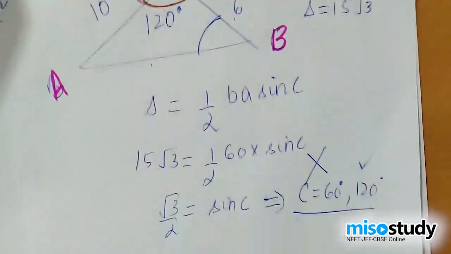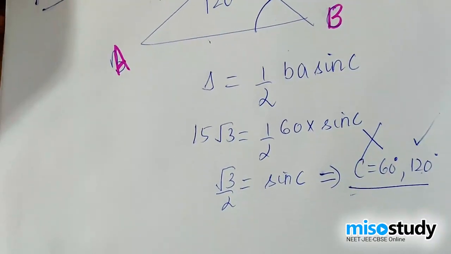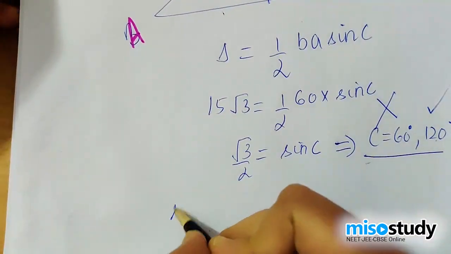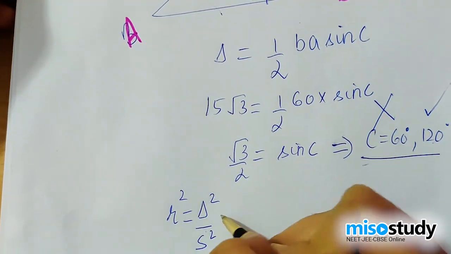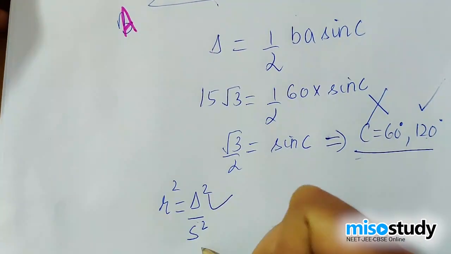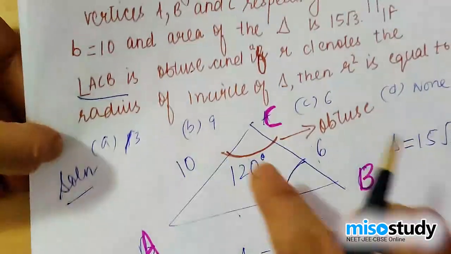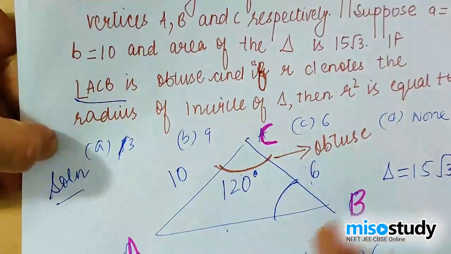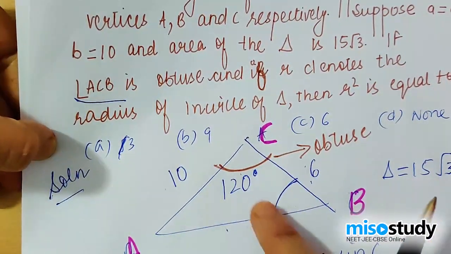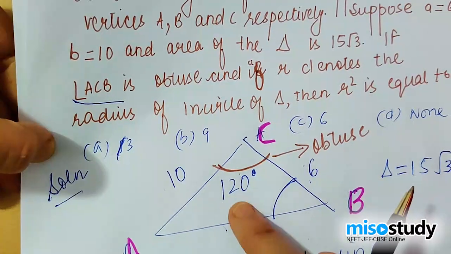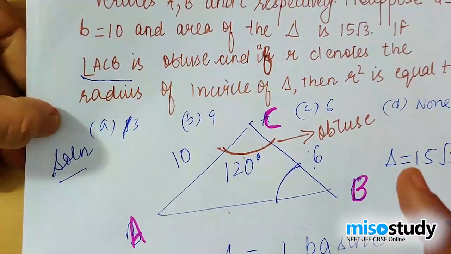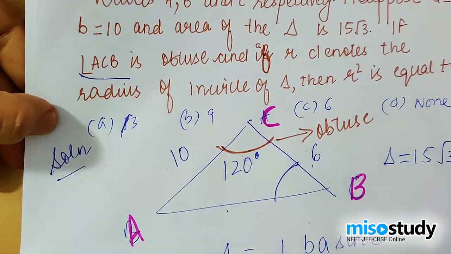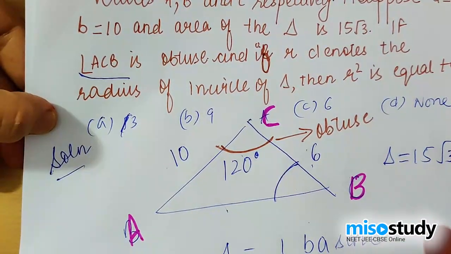Now why am I doing this thing? I am supposed to find out r square, and I know r is delta by s, so r square is delta square by s square. I do know what delta is, but I don't know what s is. And I know the length of the two sides, but I don't know the length of the third side. For that I found out this angle. Now I know the angle, I know the two sides. To find out the third side is a very easy task. And how would we find that out?